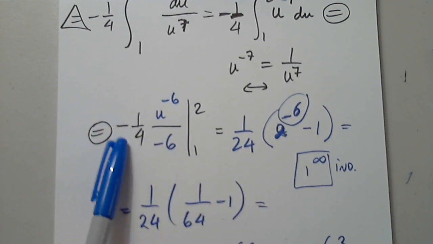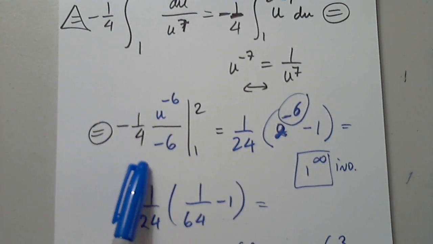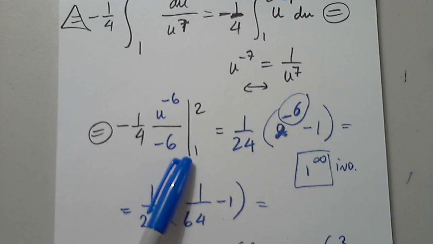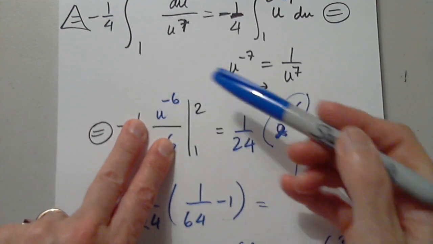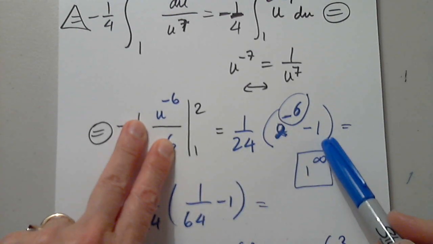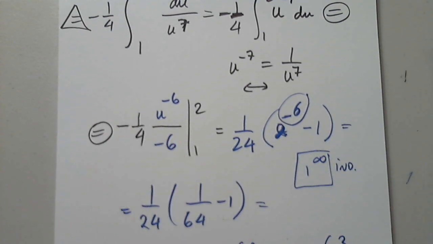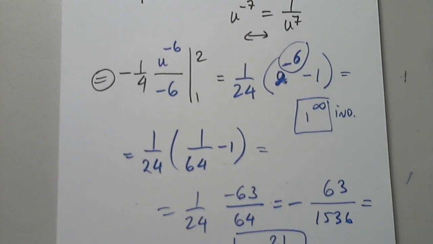First, please deal with a factor. Negative 1 over 4 times negative 1 over 6 is 1 over 24. And only then plug in 2, and then plug in 1. When you subtract, plug in 1. And that's how we got here.